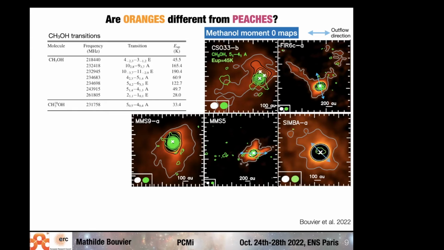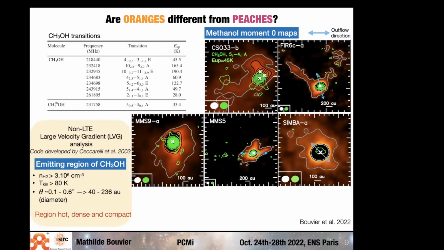Here are the different transitions we detected, and for one of the sources, we could also use the 13C isotopologue of methanol, which is very useful to derive accurate column densities. And because of the large upper energy levels, we performed a non-LTE LVG analysis to derive the gas physical properties where methanol is emitted. We found that in all of these 5 sources, the gas is relatively dense, hot, and compact. So we have discovered 5 new hot core renos in the OMC-2/3 filament.